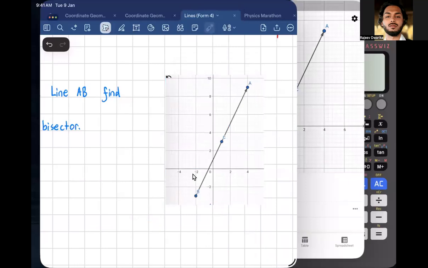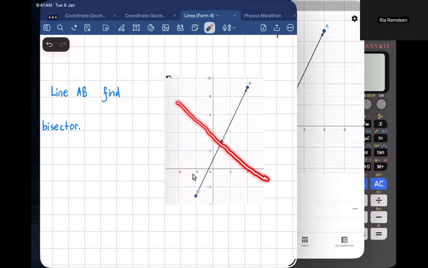Right. So Ria, you understand that our perpendicular bisector would look at something like that? Yeah. So the perpendicular bisector will pass through what point? The midpoint. Great. And next thing, Ria, is it possible for me to find the gradient of the perpendicular bisector?